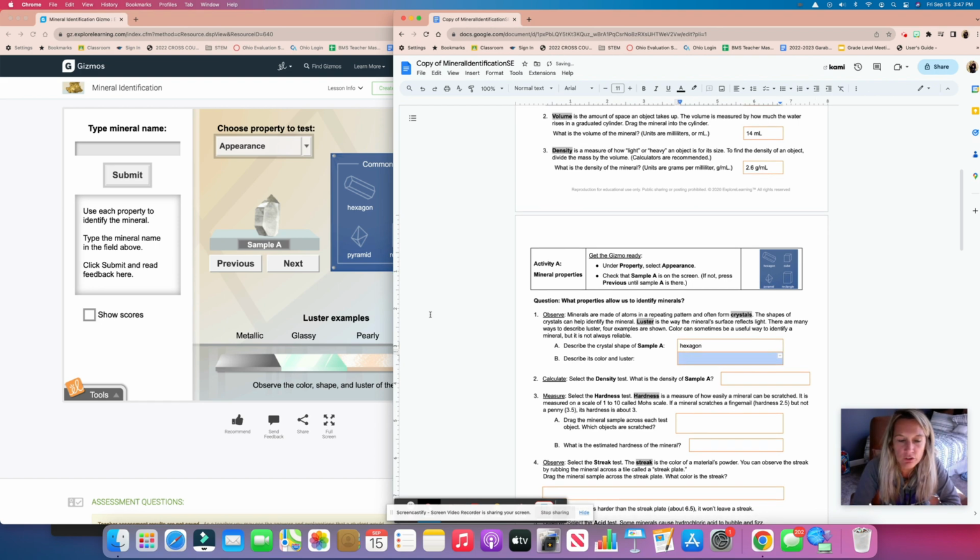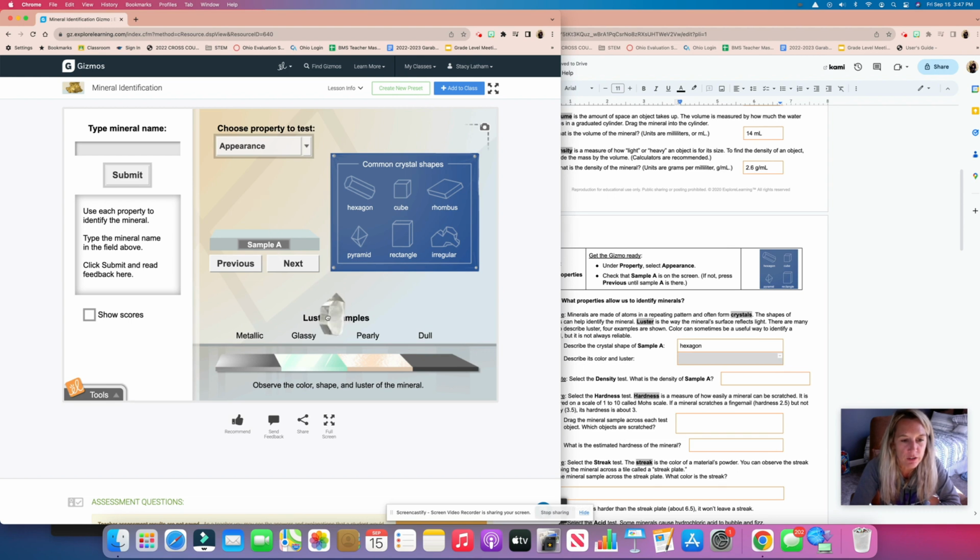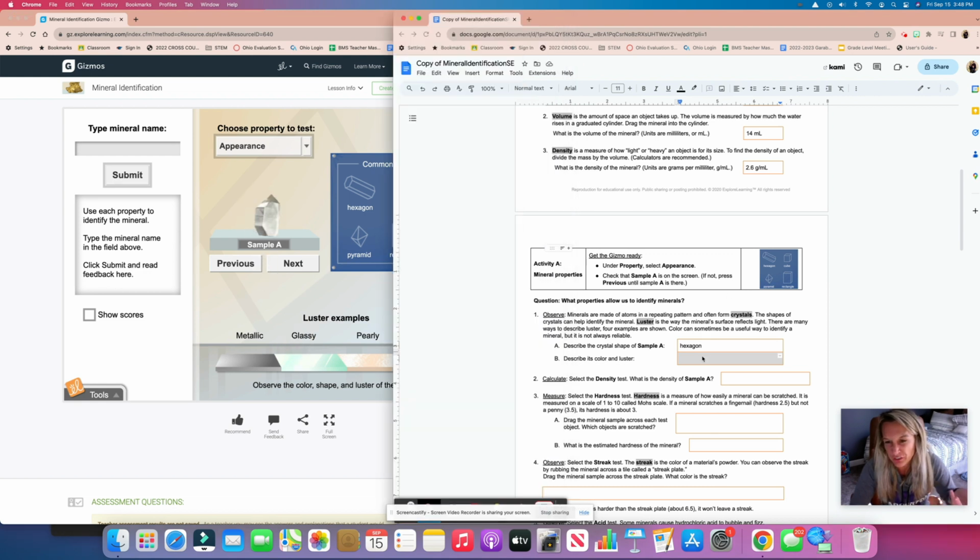All right, color and luster. So that's where we go down here. So first, it's either going to be metallic or non-metallic. So this is definitely not metallic because it's glass. It looks like glass, it's see-through. So we're going to go with a glassy non-metallic, and the color is like a whitish clear. So we're going to say white slash glassy.